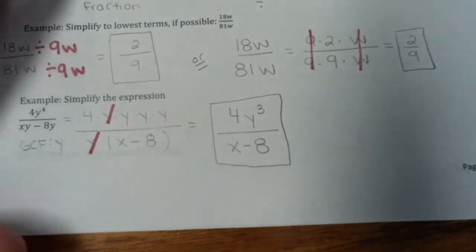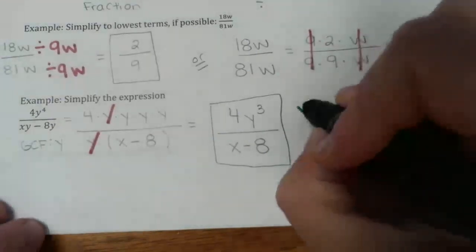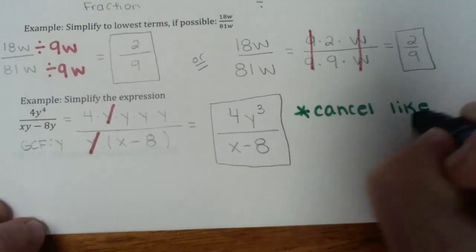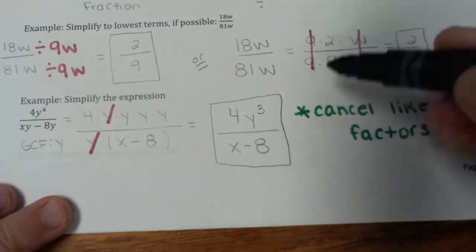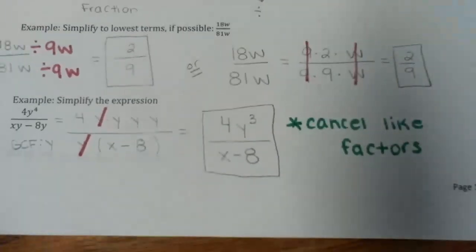So notice we're going to cancel, let me use another color here. Cancel like factors. Same thing we did here. We canceled our factors. Same thing here. We canceled our factors. So we can cancel our like factors. Alrighty, let's keep going.